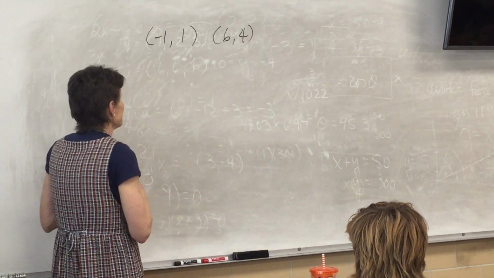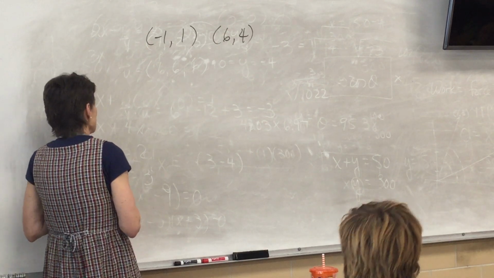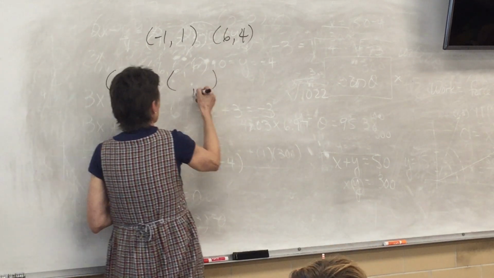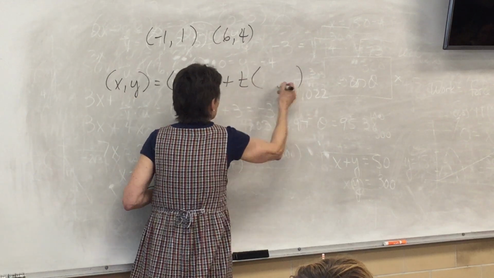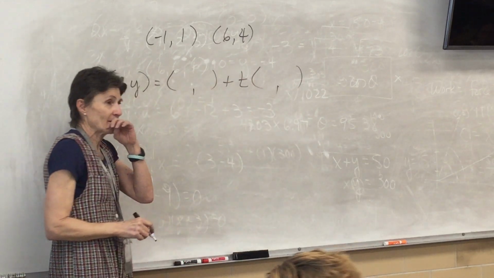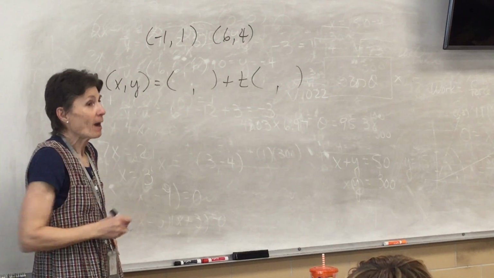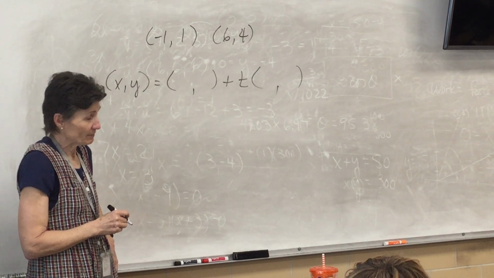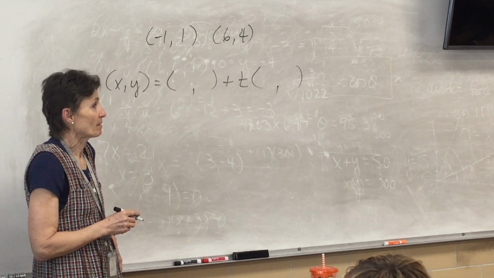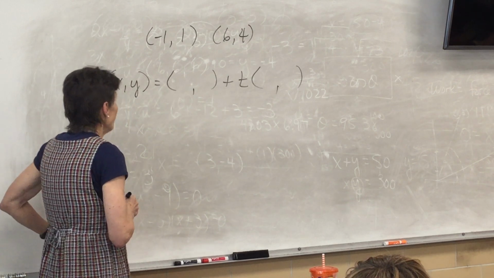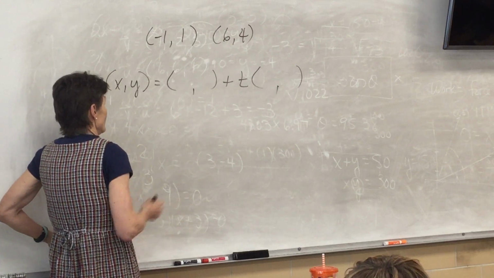So I think it's easiest when you write the parametric equations to write the vector form of the line first. And the vector form of the line is going to look like this. Now, that's going to pop back up in the next chapter, believe it or not. You're going to see something very similar to this in the next chapter. But for now, we're writing the equation of the line.